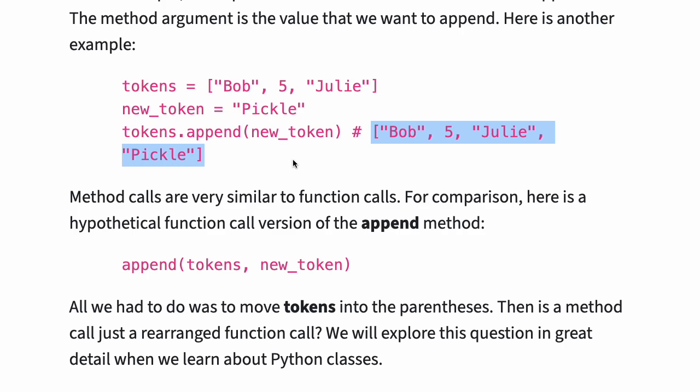Method calls are very similar to function calls. For comparison, here's a hypothetical function call version of the append method. All we had to do was move tokens inside the parentheses. Then is a method call just a rearranged function call? We will explore this question in great detail when we learn about Python classes.